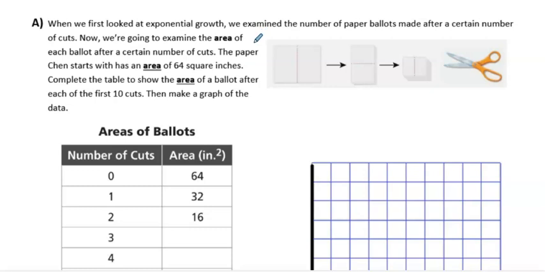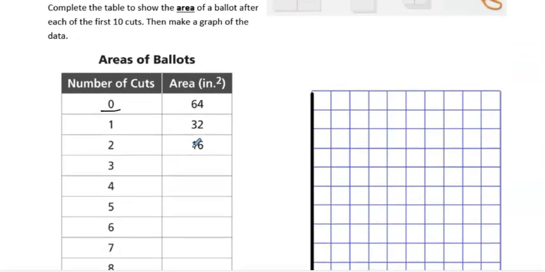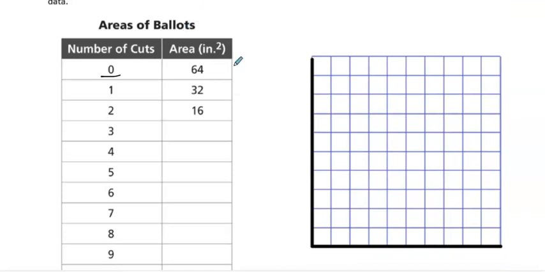And now we're looking at the area of the ballots. So I don't cut the ballot. I have 0 cuts, my area is 64. I make one cut, now the area of one ballot is 32 square inches, or inches squared. And then I do it again, and I do 2 cuts, and now I'm down to 16. So what are you noticing that's happening, right? So how am I getting from 64 to 32 by multiplication, right? So what are we multiplying by?